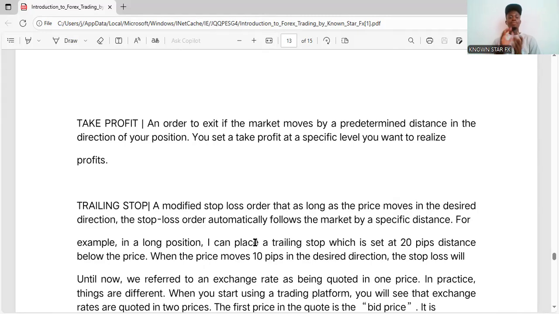So that's the basic example of a trailing stop.